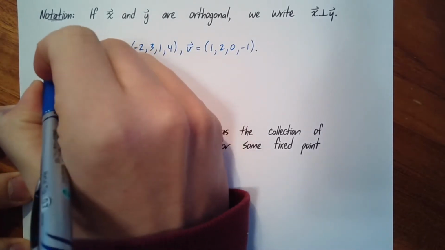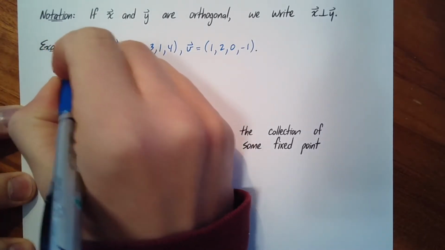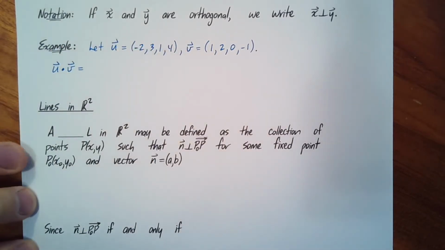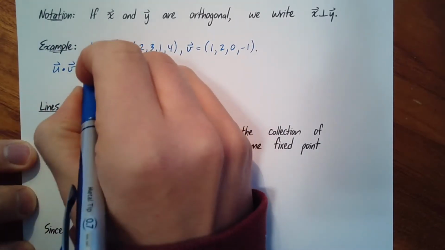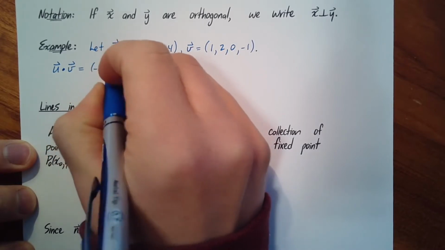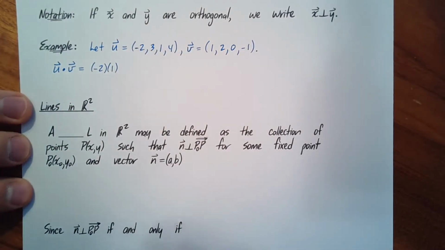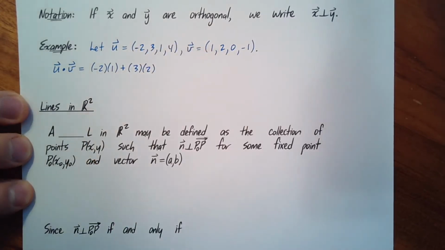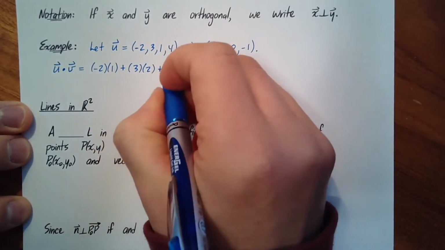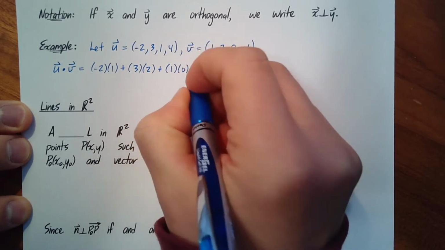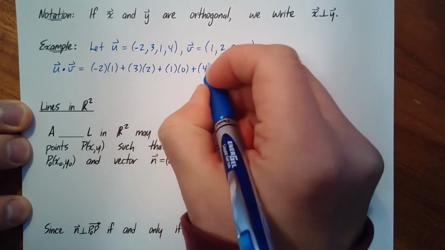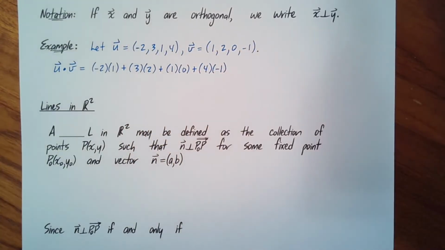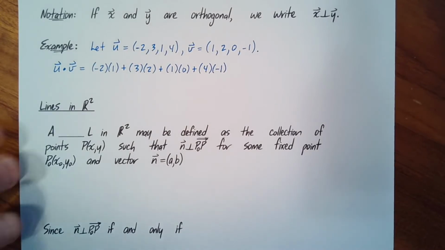So if we compute the dot product of u and v, what you're going to get, well, multiply their first coordinates. You get -2 times 1. Then multiply their second coordinates, and you get 3 times 2, multiply their third coordinates, and so on. So we're going to have 1 times 0, and then 4 times -1. That's what I get if I multiply each of their respective coordinates.